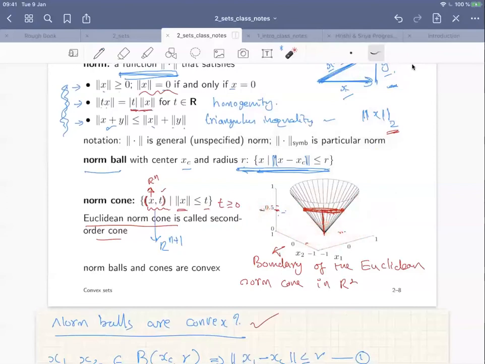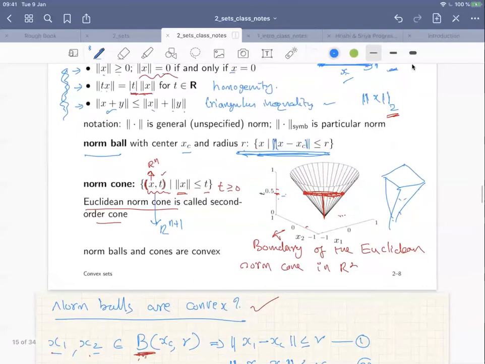Okay, and this is using a Euclidean norm, but we can form a norm cone with any norm, right? So this definition is general. So for example, if you consider a one norm here, then that will look something like this shape, something like this shape. Okay, you can just draw and verify this.